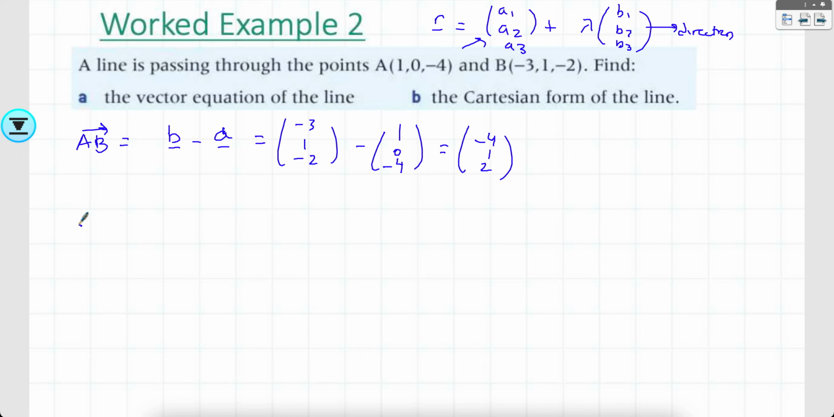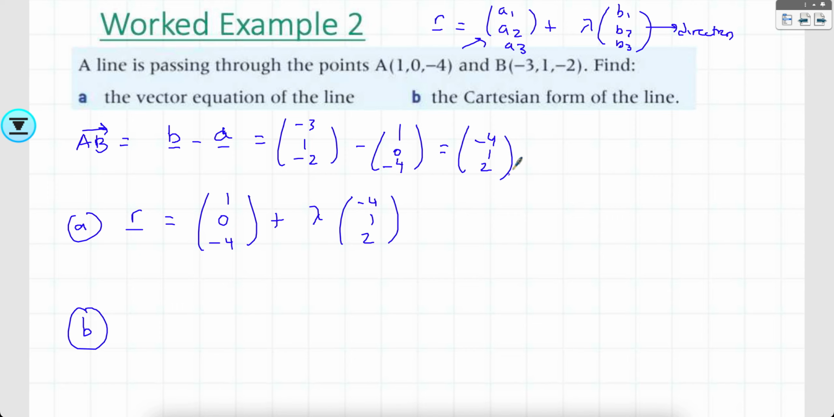Now if I want to write the vector equation of the line, I know it's going to be any of these, A or B. I'm just going to pick A plus lambda of the direction vector, which I know is this. So this is what I wanted it to be parallel to.